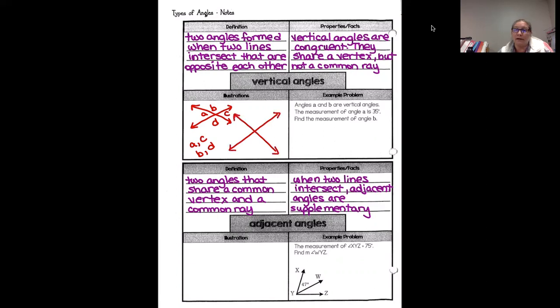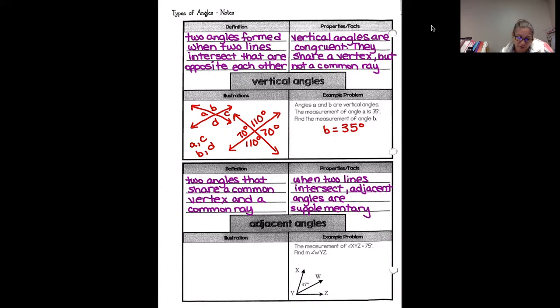And they form a linear pair, which means they are supplementary. So if this one is 70 degrees, then this one is 110 degrees, and opposite angles are congruent. That is the name of the game for vertical angles. Angles A and B are vertical. The measurement of angle A is 35. So that means angle B is also 35 degrees.